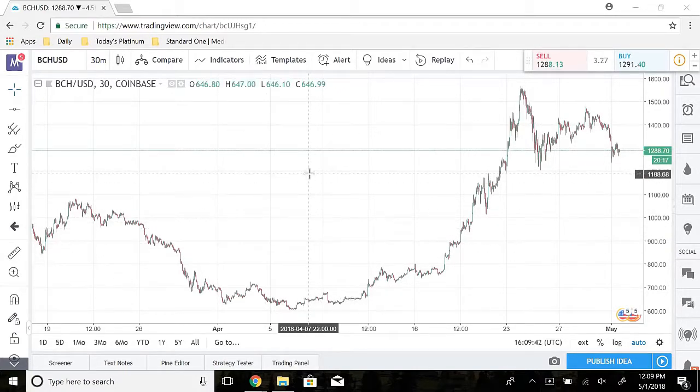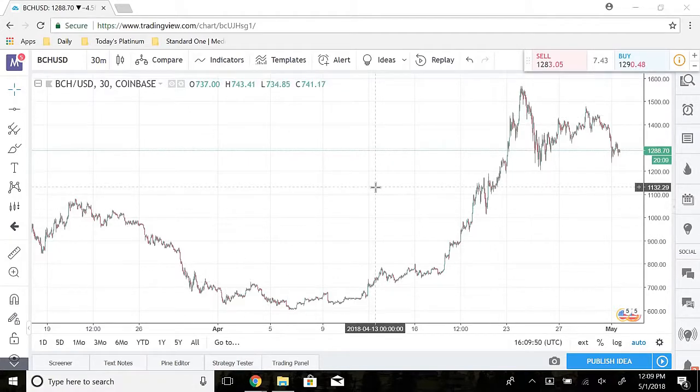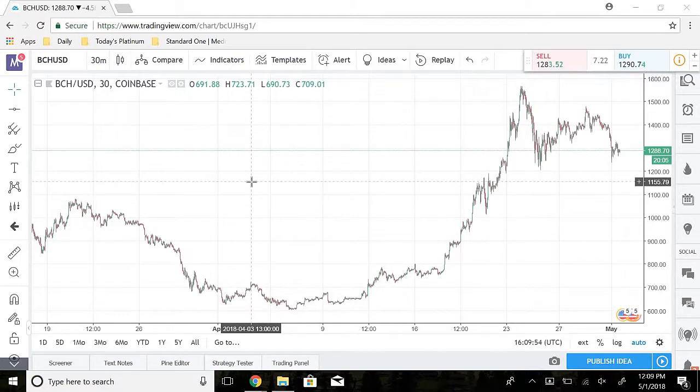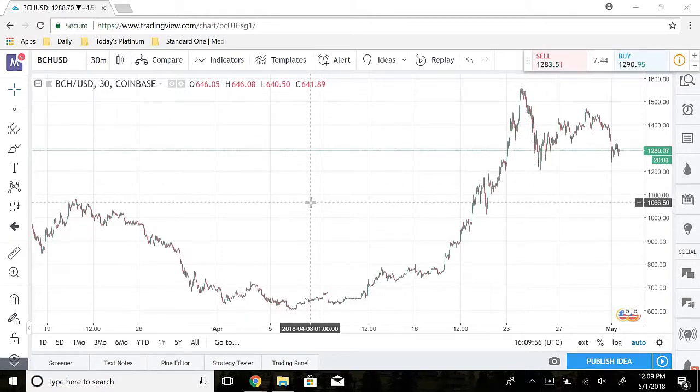So what we're looking at is the Bitcoin Cash chart right now, 30-minute on Coinbase, looking at the 1 month chart. And this is what I always suggest, especially if you're a day trader or a swing trader, to always look at a farther out view from where you're actually trading in.